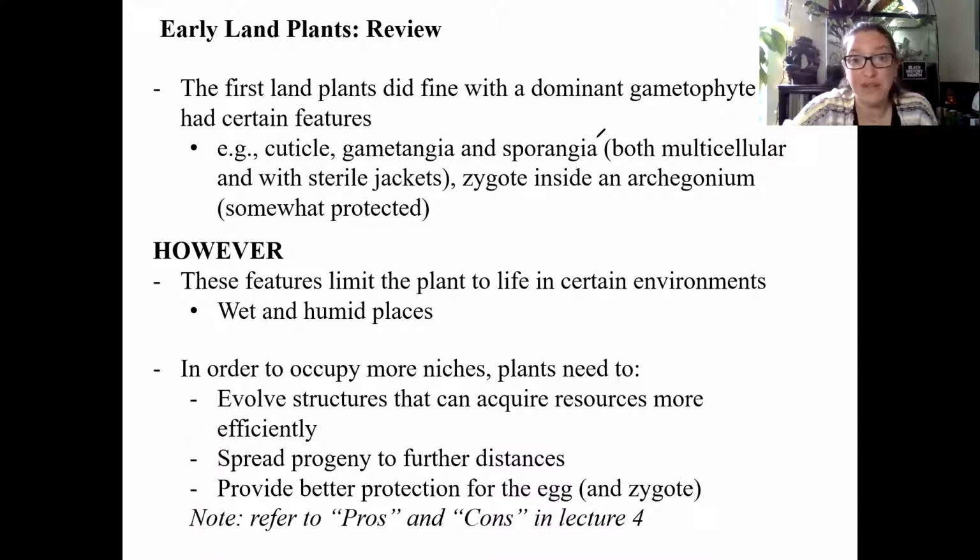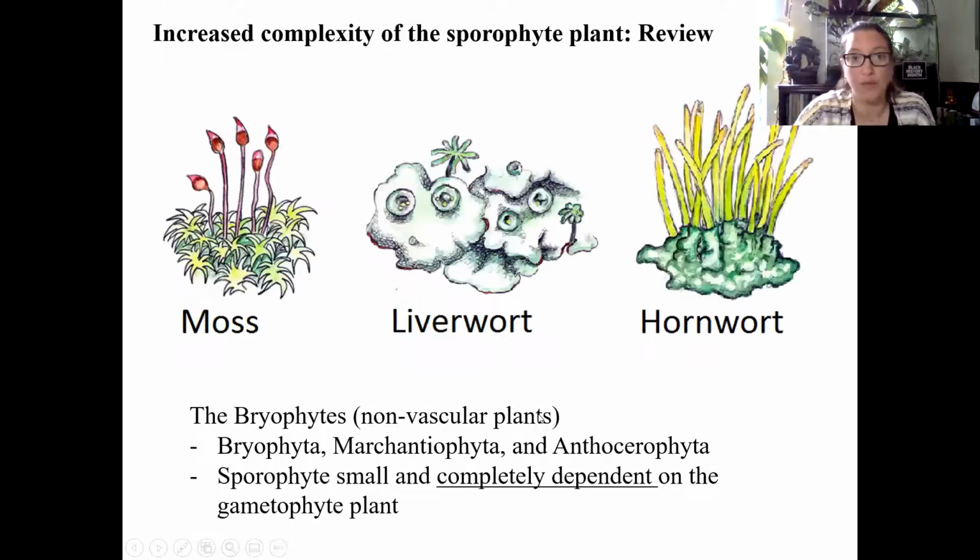So, and if we're going to achieve those things, then we need to have a more complex sporophyte plant. First, in these earliest land plants, these non-vascular plants, just to reiterate, you have a small sporophyte plant that is completely dependent on the gametophyte plant. Completely dependent.